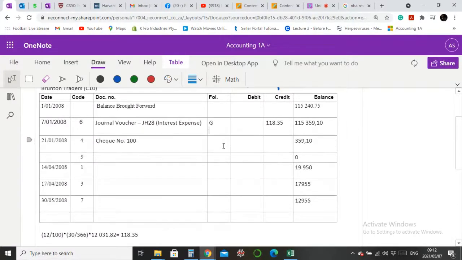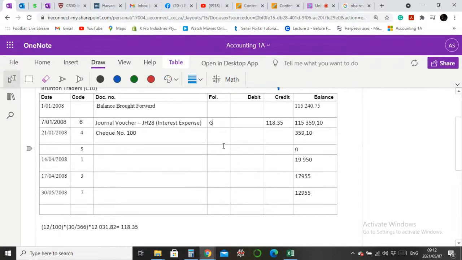Okay, and now I don't know. I don't think we can put the... okay, we can put GJ1 since it happened in January. And then this, obviously, is going to be your cash payment journal since we're writing out a check. And this happened in January, so you can put 1 there.